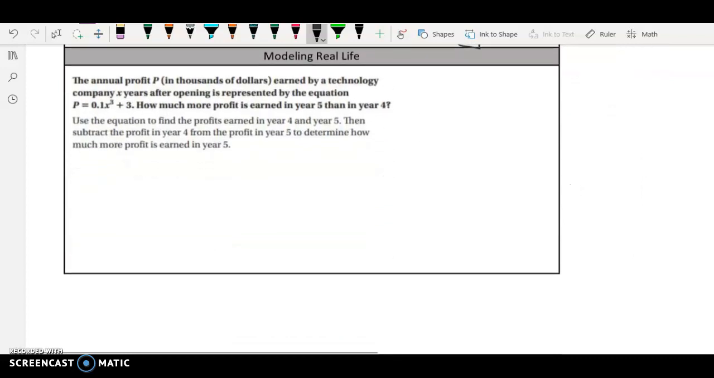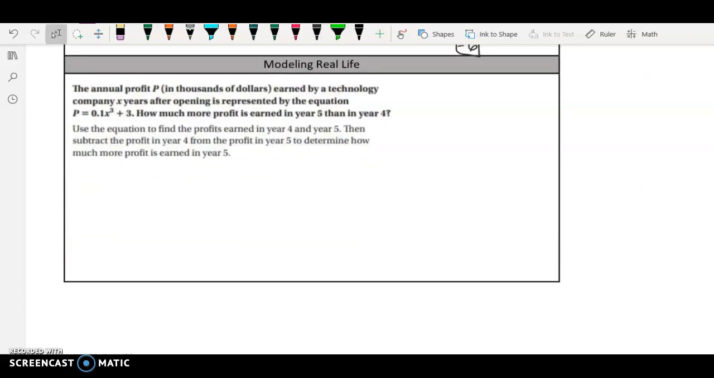All right, so now the modeling in real life. An annual profit, P, in thousands of dollars earned by a technology company, x years after opening is represented in the equation P equals 1/10 times x to the third power plus 3. How much more profit is earned in year 5 than in year 4? So here's what we're going to do. For year 4, we are going to put a 4 where that x is because x represents years. So we have P equals 1/10 times 4 to the third power plus 3.